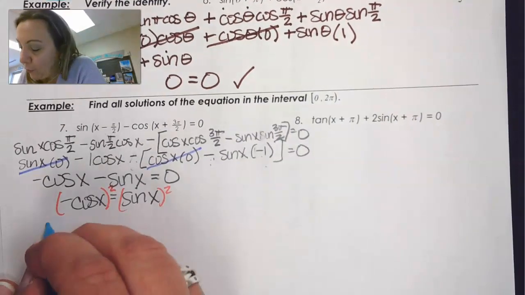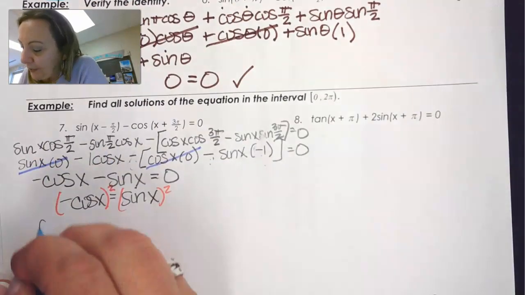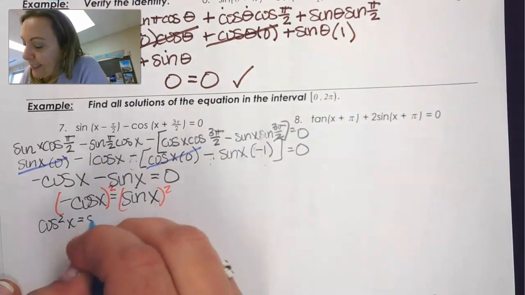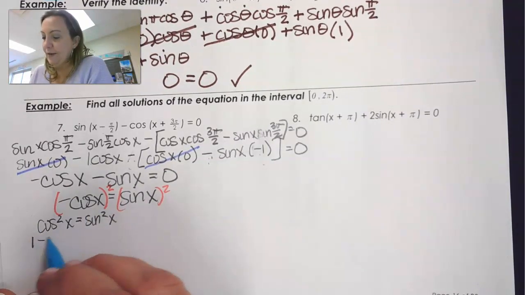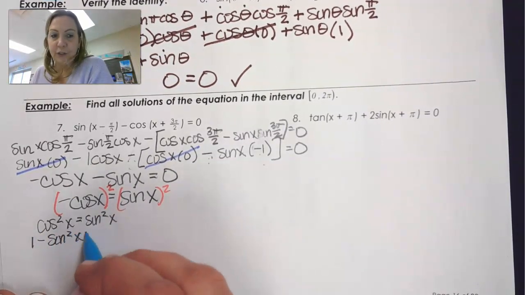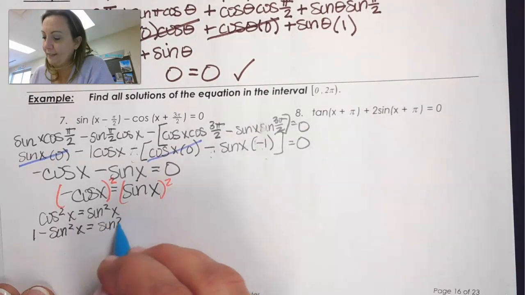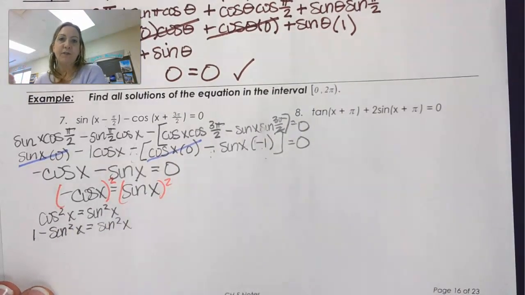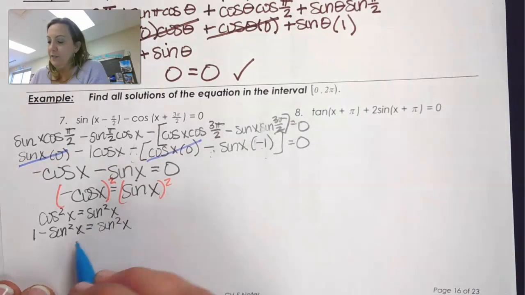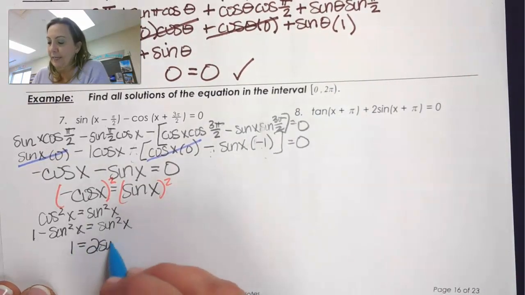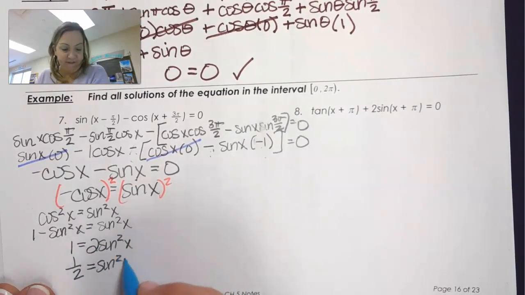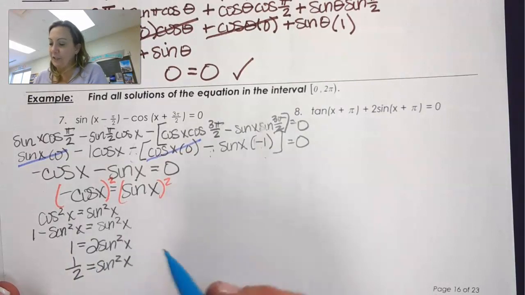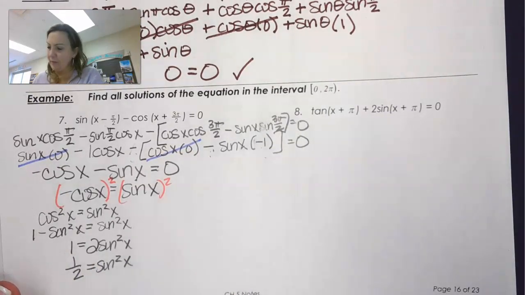This ends up being, oops, cosine squared x, and this ends up being sine squared x. And then at that point, we can turn one into the other, okay? So if I take cosine squared x and, for example, turn that into 1 minus sine squared x, now I have everything in terms of one trig function, sine of x. So then I have 1 equals 2 times sine squared of x, 1/2 equals the sine squared of x.